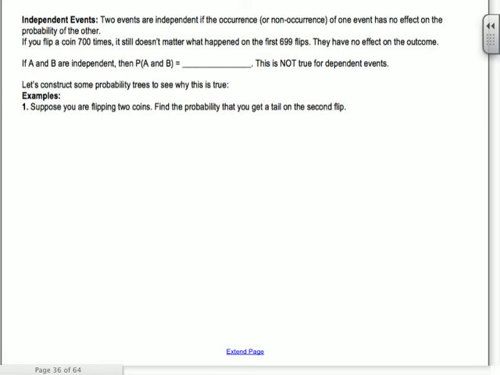So if A and B are independent, then the probability of A and B occurring is going to be the probability of A times the probability of B. This is not true for dependent events.